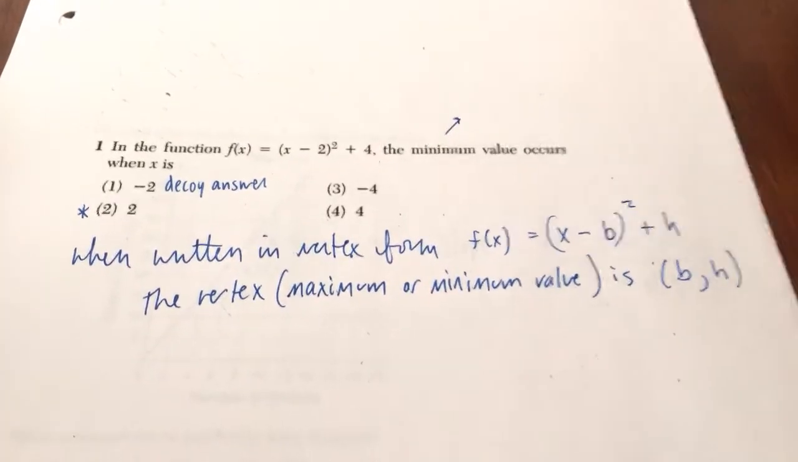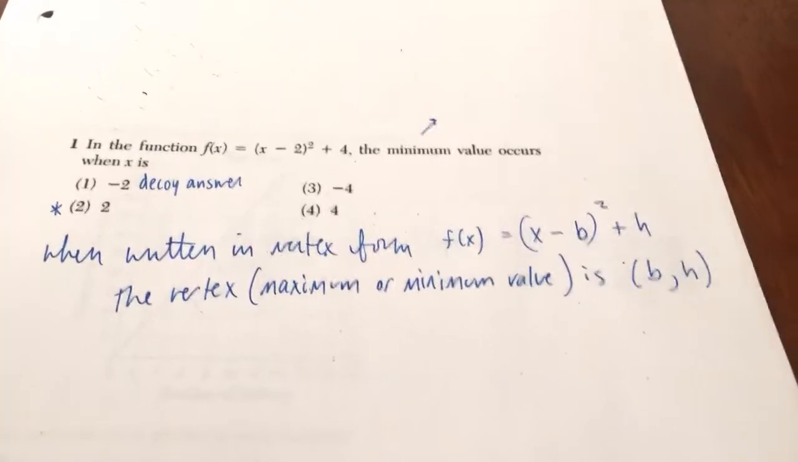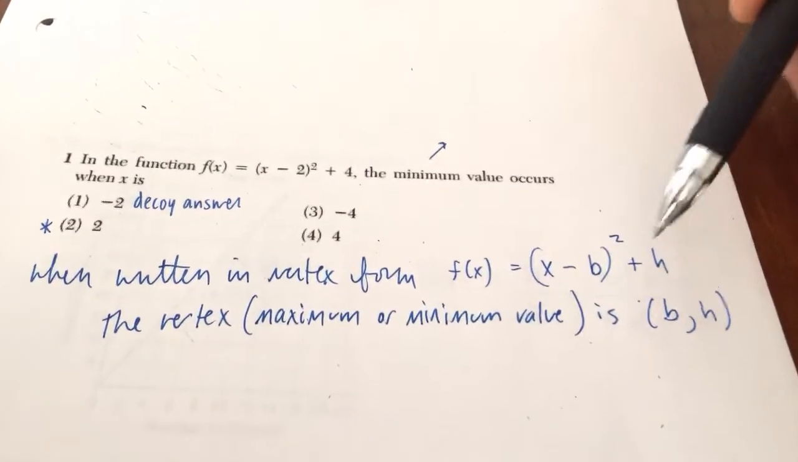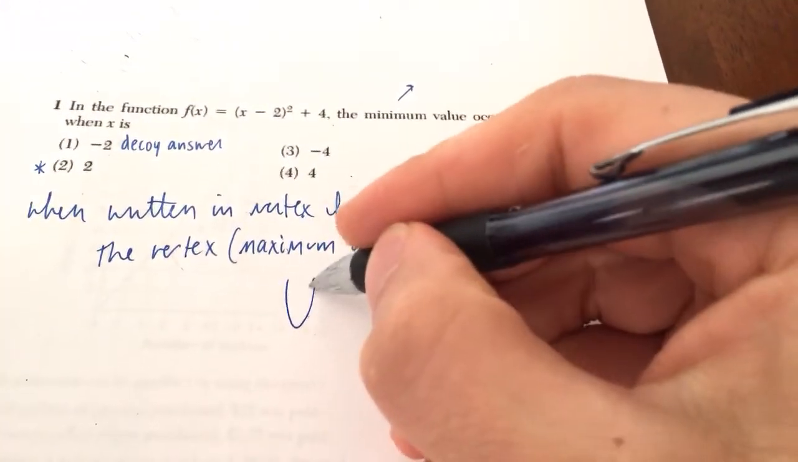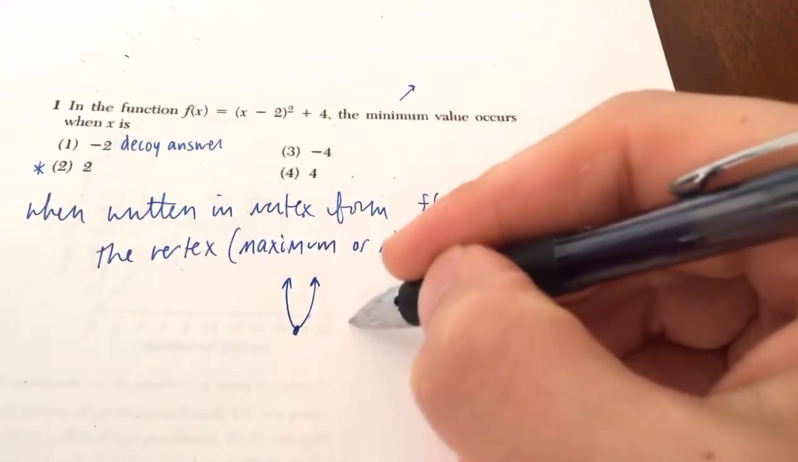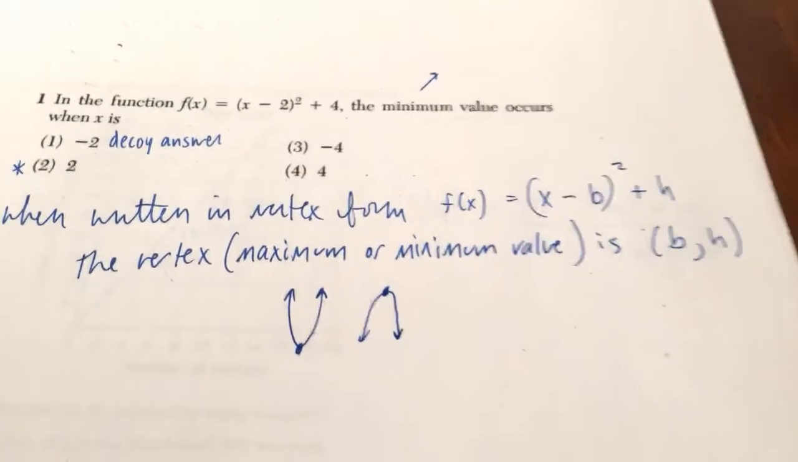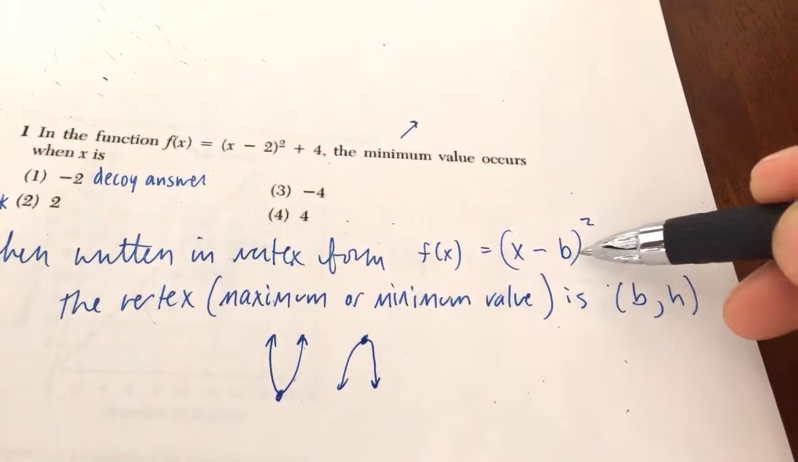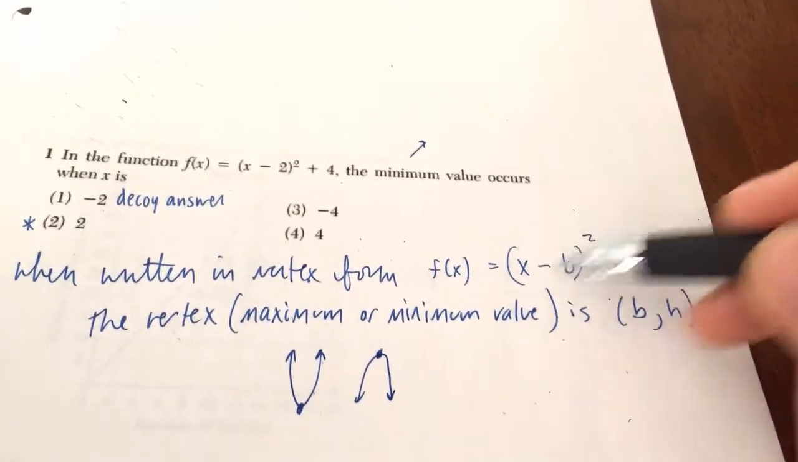For number one, they're asking for the minimum value of this given parabola. Now, when written in vertex form, f of x equals (x minus h) squared plus k, the vertex is either the maximum or the minimum of a parabola, since a parabola could be upside down. The vertex is the highest or lowest point. In this case, it's the opposite sign, only for whatever's in the parentheses.